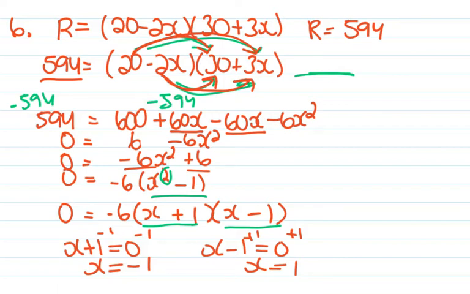So that means in order for them to have a revenue of $594, they either need to decrease the price by $1 or increase the price by $1. So change the price from $10 down to $9, or from $10 up to $11, and then the revenue would be $594.